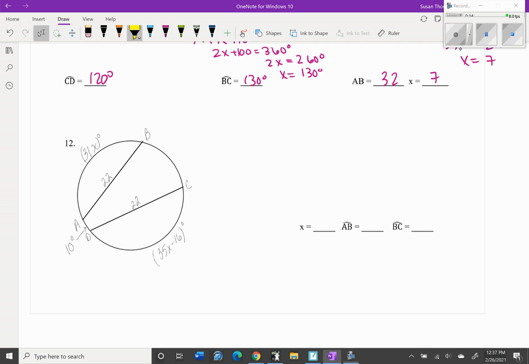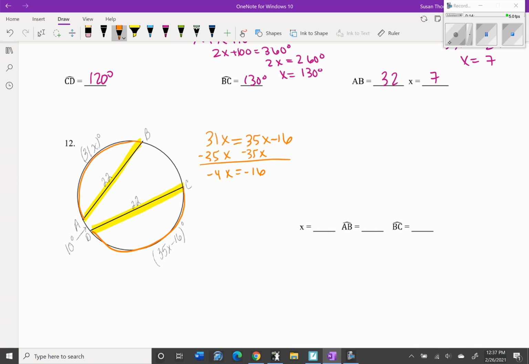So for this one, we see that AB and DC are equal. So that means that this arc here and this arc here has to be equal. So we want to solve for x. So first thing we'll do is set those arcs equal to each other. So 31x is equal to 35x minus 16. So let's go ahead and subtract the 35x. And we get negative 4x equals negative 16, divided by negative 4, and x is equal to 4.